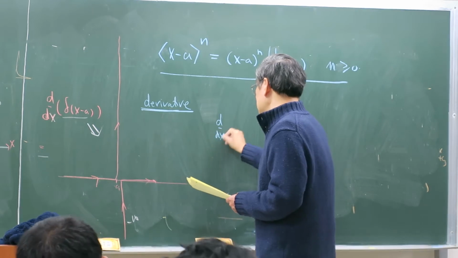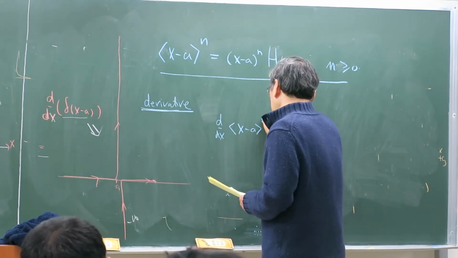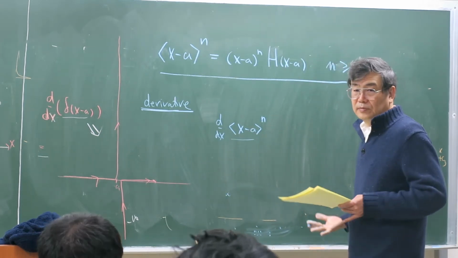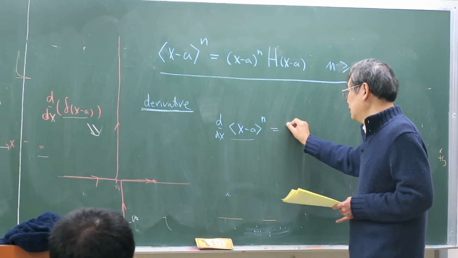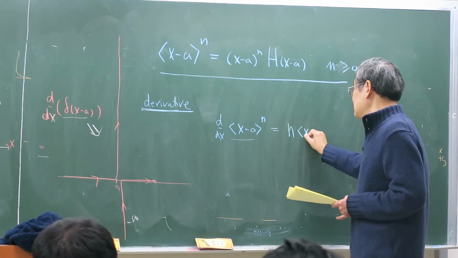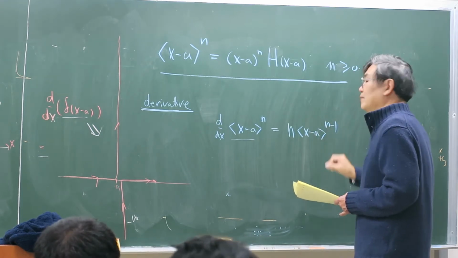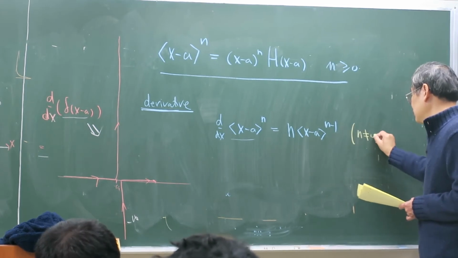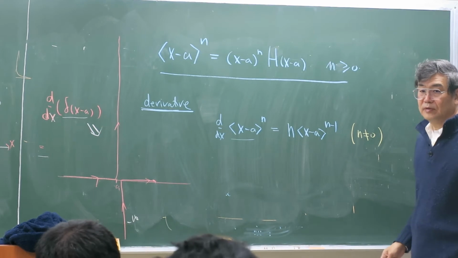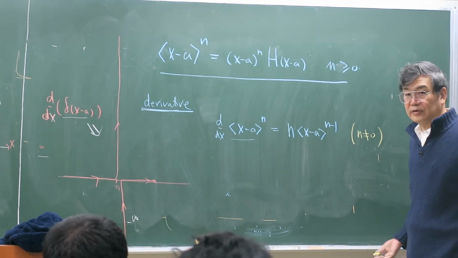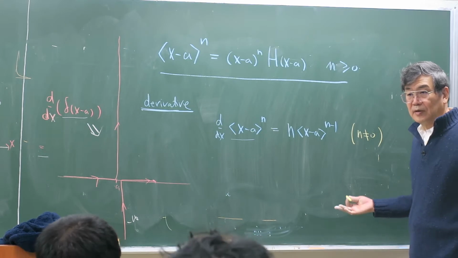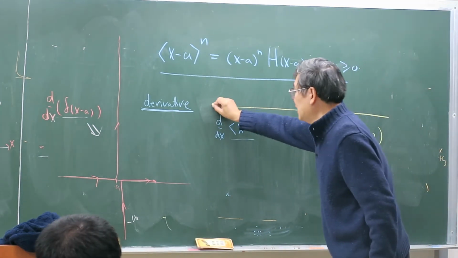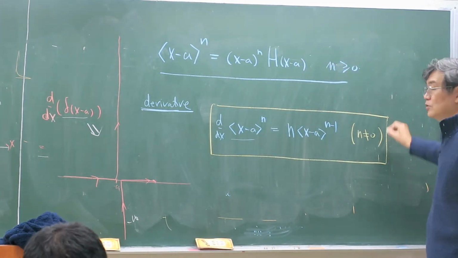d/dx of (x − a)^n is equal to, just like a normal derivative, n(x − a)^(n−1). Okay, but that's for n not equal to 0. If n is 0, that'll be another thing; we'll specially discuss this. But for n not equal to 0, we have this formula. So n also can be negative, minus 1 or minus 2.